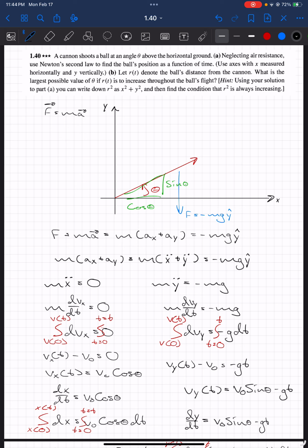And it wants us to find the largest possible value of theta if r of t is to increase throughout the ball's flight. What this means, and this can be described quite easily, is that it wants r of t to constantly increase throughout the path that the ball takes while in flight. So I'll show two different instances where theta makes sure that r of t does not increase. So r of t decreases will be on the left and increases will be on the right.